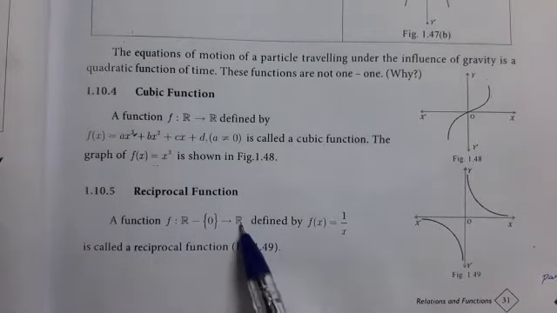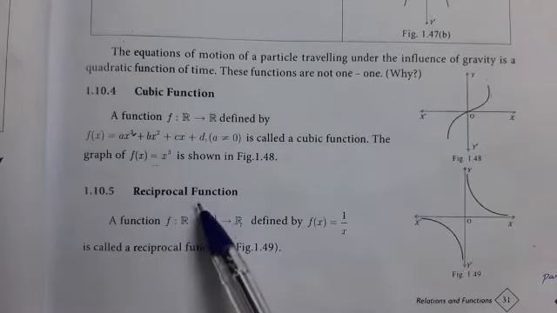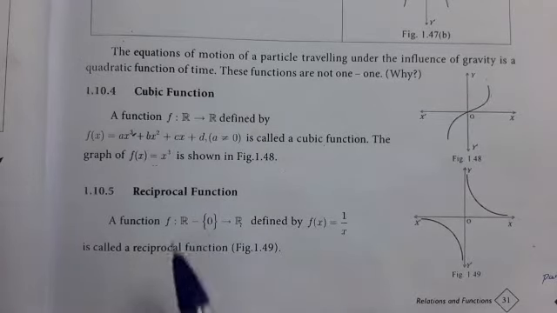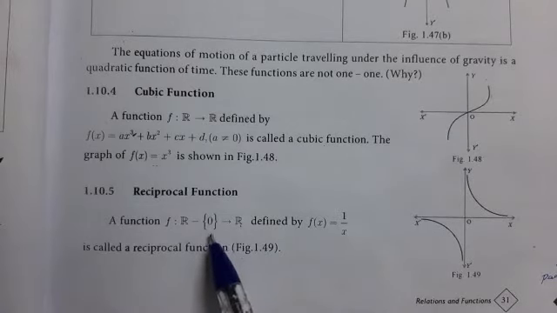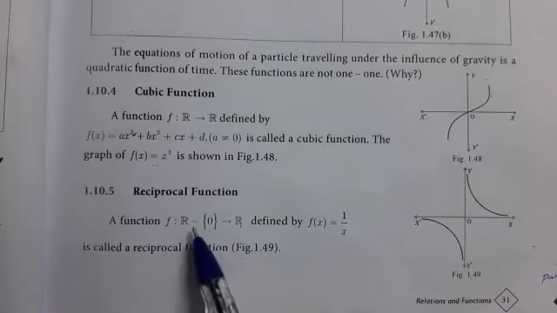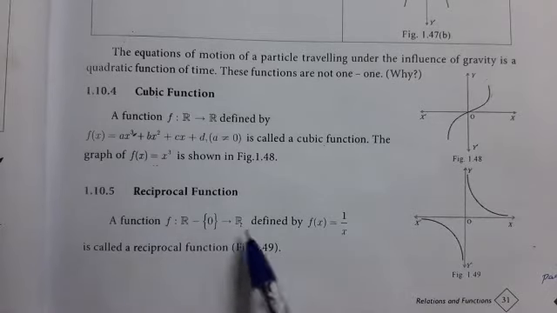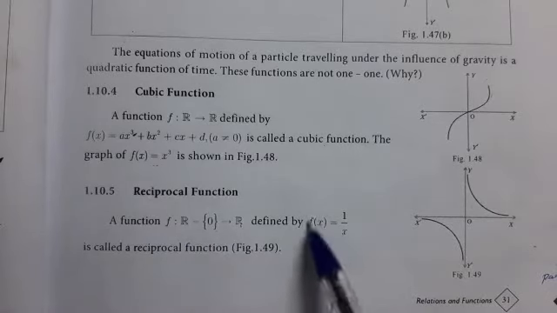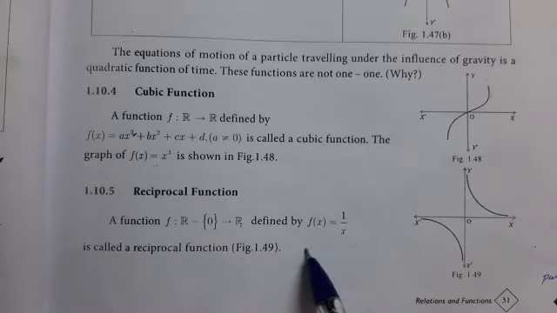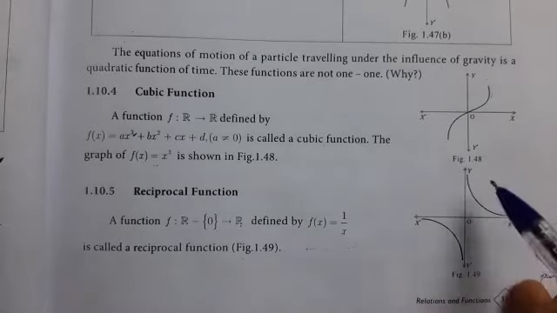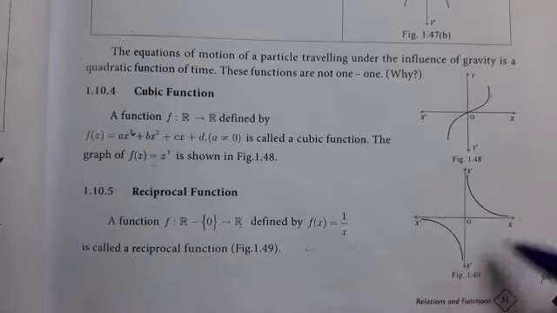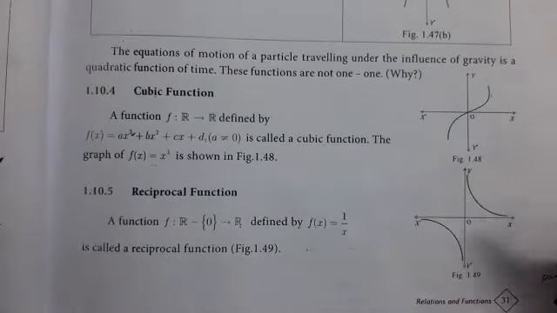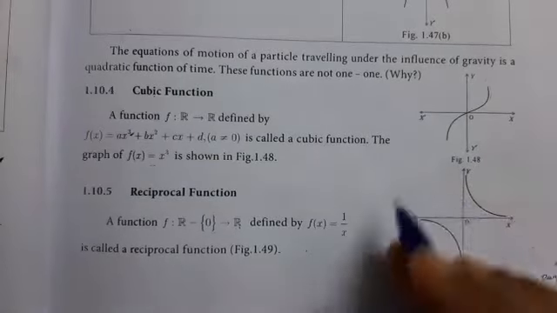From R to R, first for the domain, you didn't have the 0. Real function to real function, and the domain has no 0. Okay, real numbers except 0. Then the function R minus 0 to R is defined by f of x is equal to 1 by x is called a reciprocal function. Your graph is like this. Always for the reciprocal function, your graph is above the xy axis, otherwise below the xy axis, like a curve.